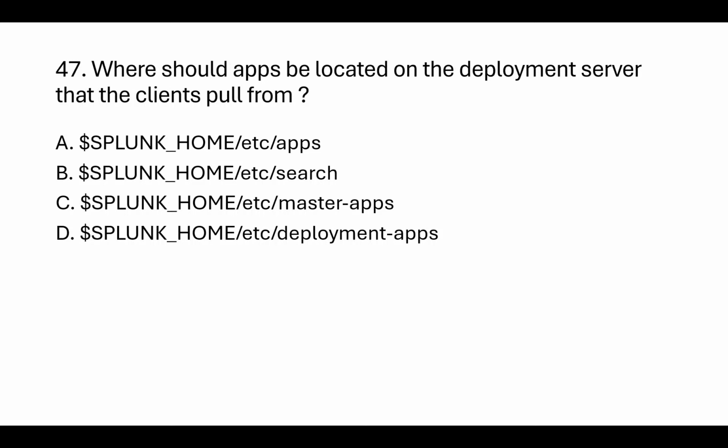Question number 47. Where should apps be located on the deployment server that the clients pull from? A, $SPLUNK_HOME/etc/apps. Option B, $SPLUNK_HOME/etc/search. Option C, $SPLUNK_HOME/etc/master-apps. Option D, $SPLUNK_HOME/etc/deployment-apps. And the answer is option D, the $SPLUNK_HOME/etc/deployment-apps directory.